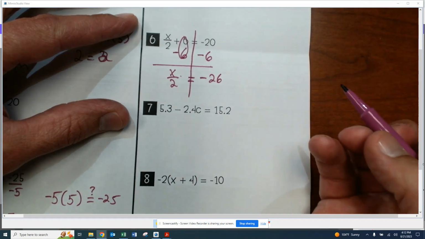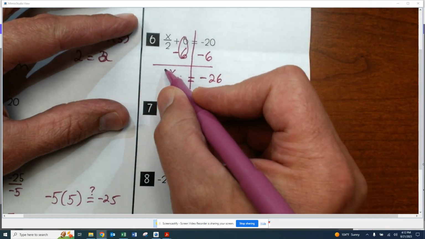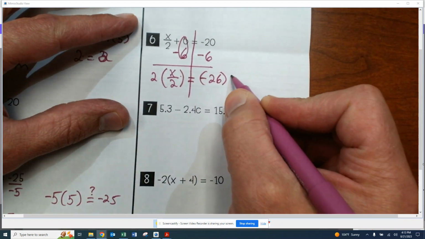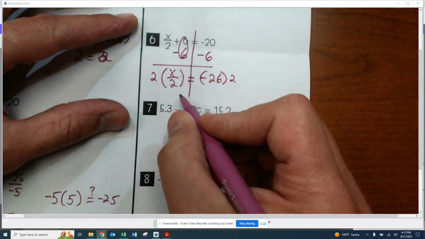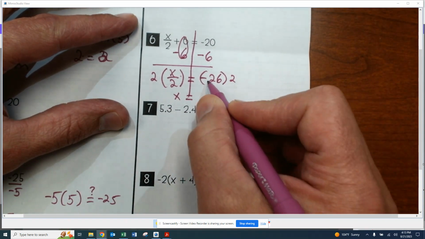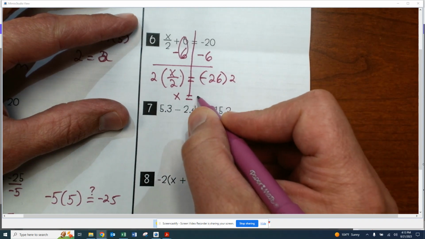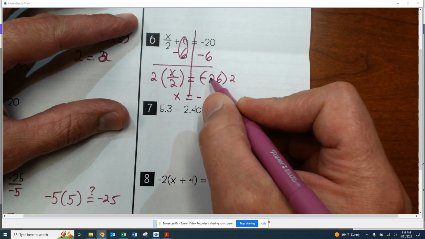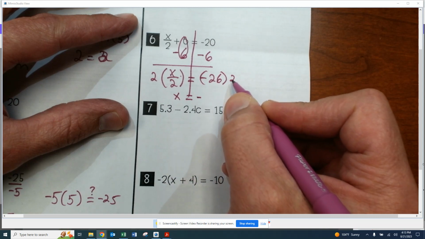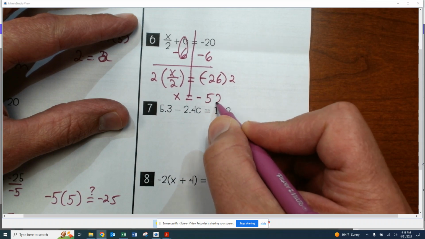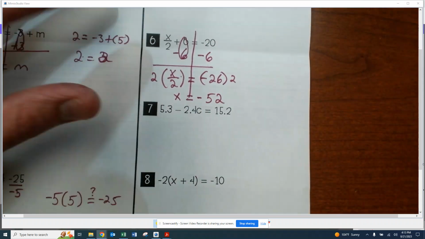And now I need to do the inverse of dividing by 2, which the inverse is multiplying by 2. Therefore, x equals negative 26 times 2. First of all, negative times a positive keeps it negative. 26 times 2, well, 25 times 2 is 50. So 26 times 2 is 52, because 6 times 2 is 12.